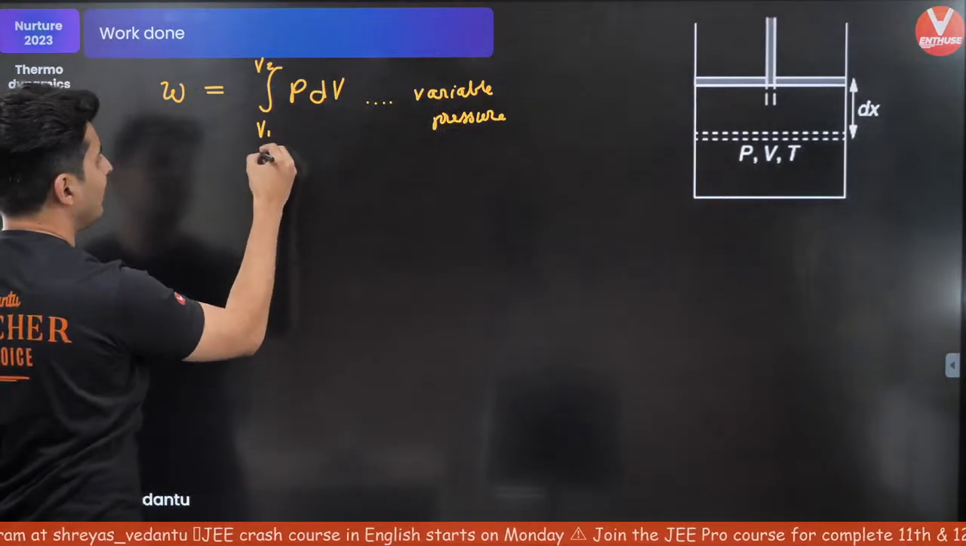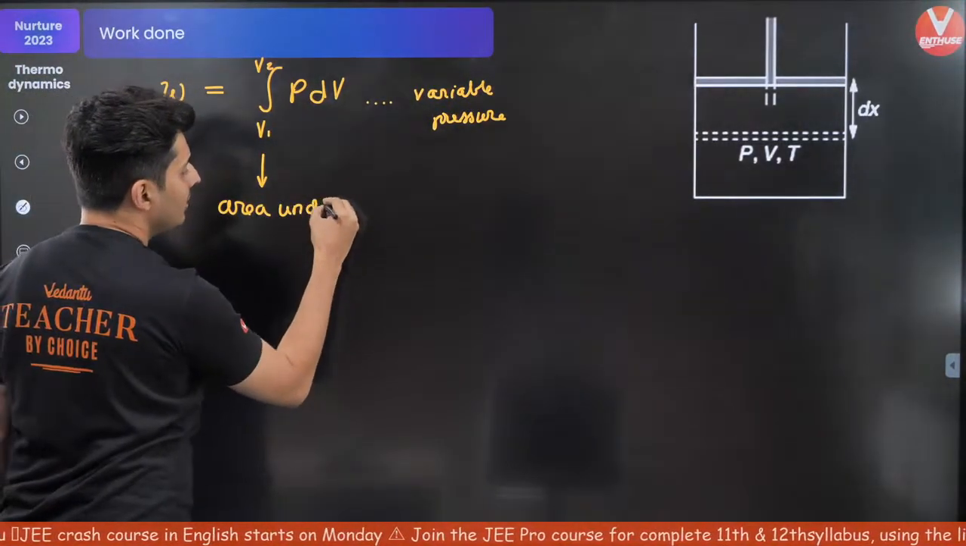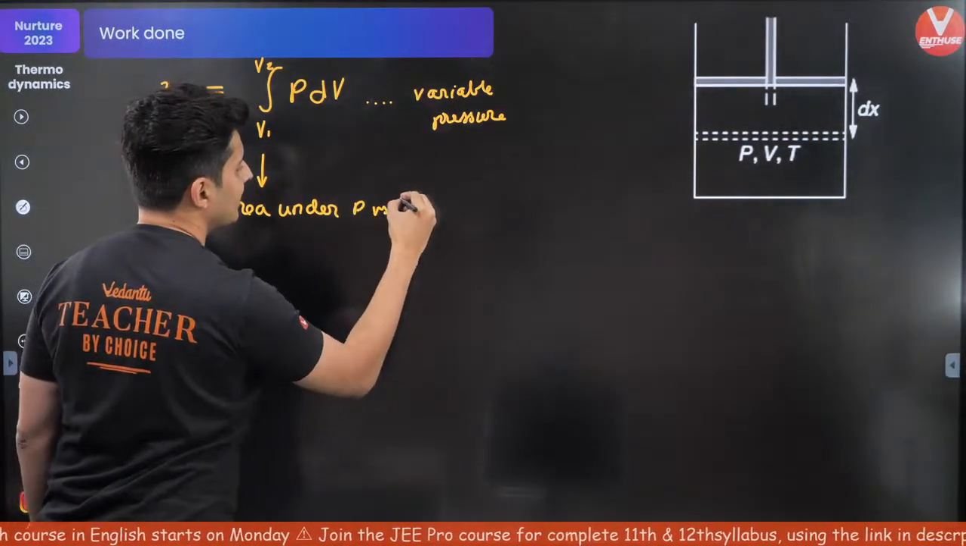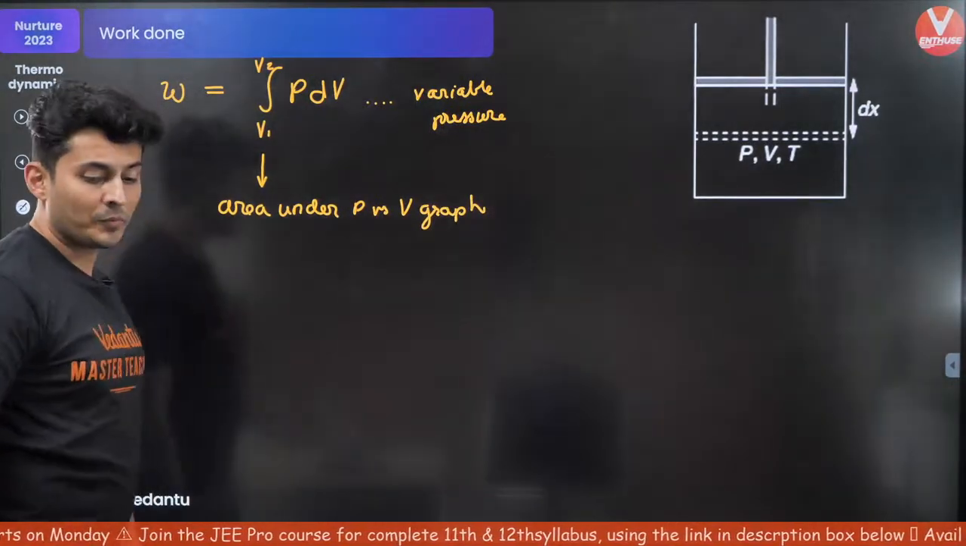And whenever you have integration, it also means area under the P versus V graph. So that area will give you the work done.